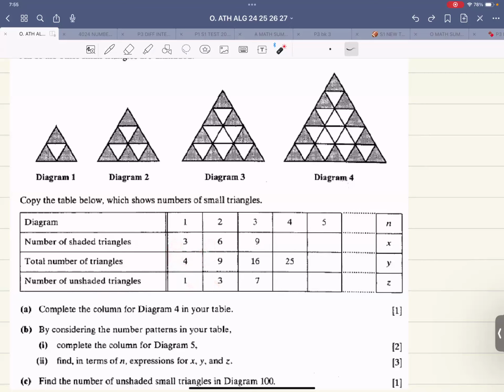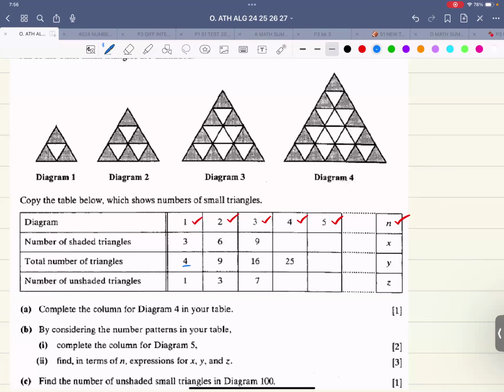They could also have written number of shaded, number of unshaded, and then the total. But instead, they chose to write it like this: number of shaded, total number, and then the number of unshaded. So let me just focus on each color. This is the red thing. That is 1, 2, 3, 4, 5, and this is in terms of n. Let me focus on the total number first.